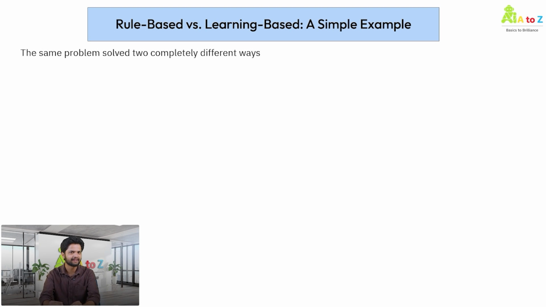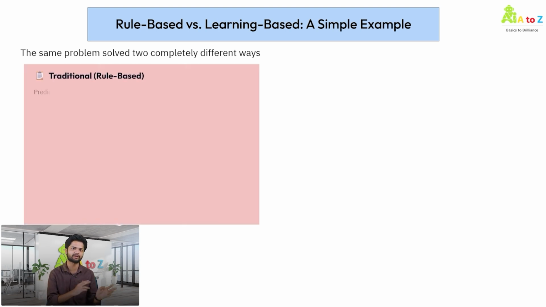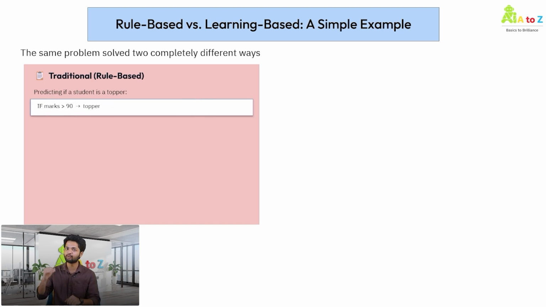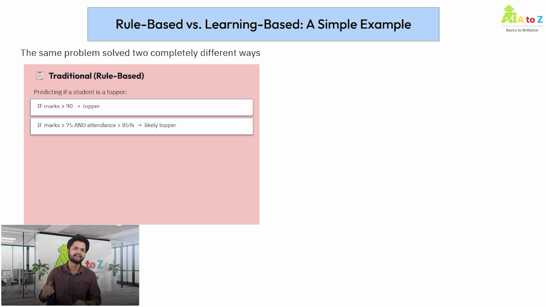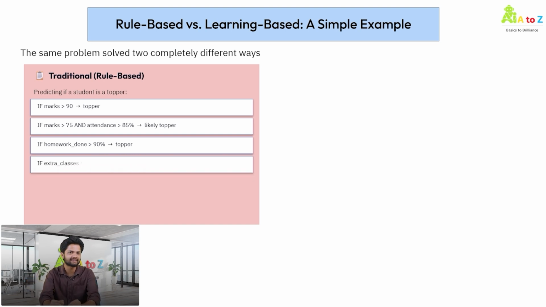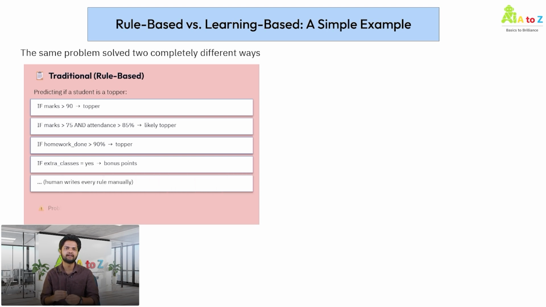Okay, let's first solve this using traditional programming. In a rule-based approach, you start with writing conditions. For example, if marks are above 90, the result is topper. If marks are above 75 and attendance is high, he'll be a likely topper. If homework completion is above a threshold, the result is topper. If extra classes are attended, add bonus. You keep adding rules, trying to cover every possible scenario.